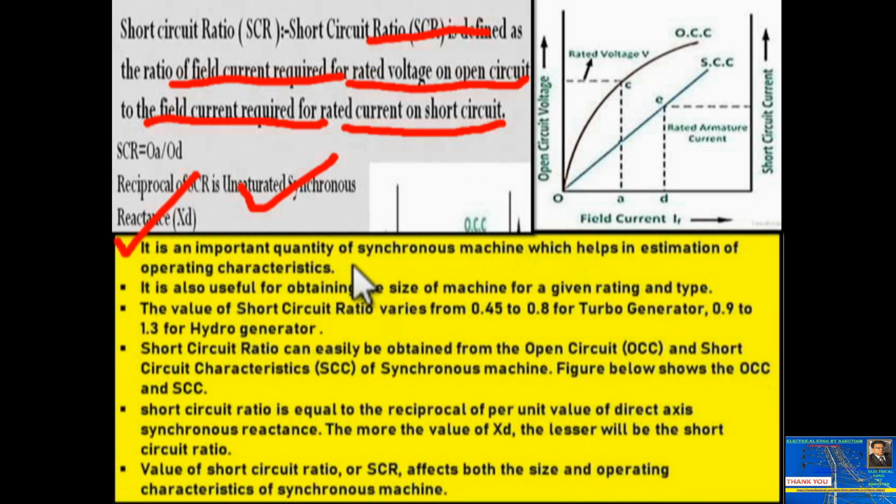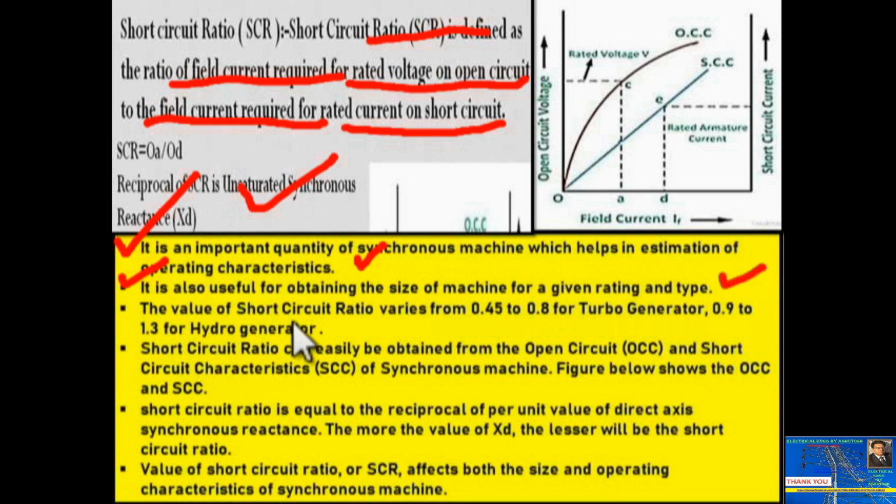Now there are some important points. It is an important quantity of a synchronous machine which helps in estimation of operating characteristics. Guys, this SCR is a very important characteristic; with its help we estimate the characteristics of the synchronous machine. And the size of the machine is also decided by this. It is also useful for obtaining the size of the machine for a given rating and type.